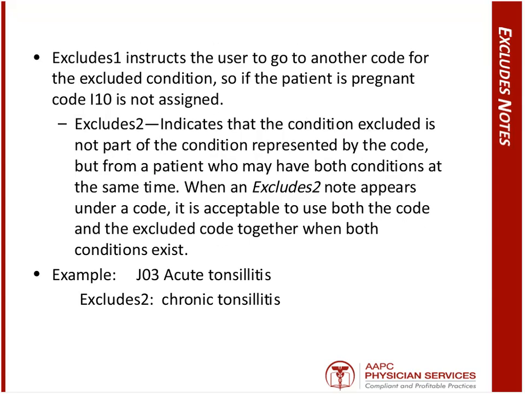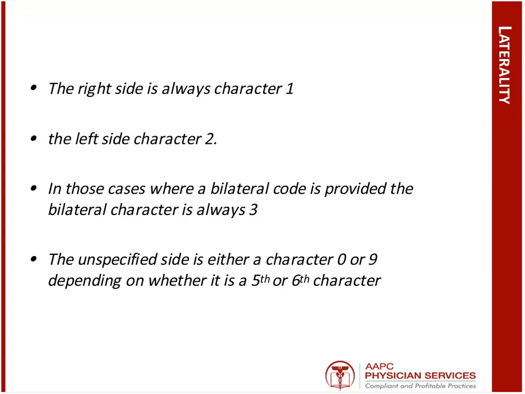So that's excludes 1. And excludes 2 would be when you may be coding these things together. An example would be if a patient has acute on chronic tonsillitis. They don't have a combination code for that in ICD-10. So you'll see J03 as an example for acute tonsillitis, and then it will say it excludes 2 chronic tonsillitis, meaning that if the physician documents acute on chronic, then you would code the J03, and then you would also continue and code the chronic tonsillitis. So you would need 2 codes to show the complete condition. So that will be your excludes.